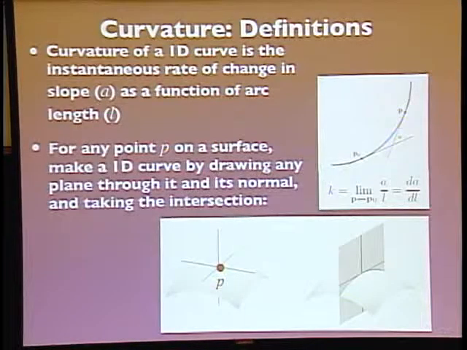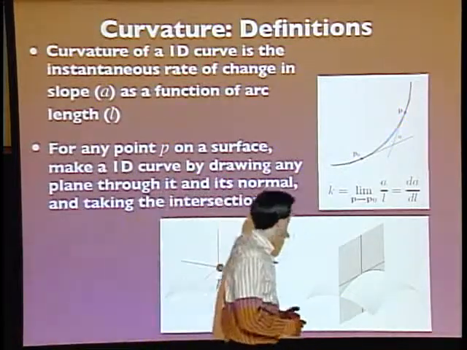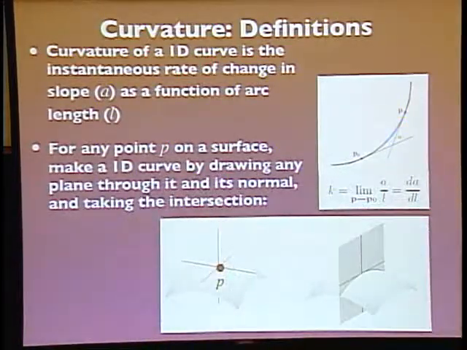So here's the definition of curvature for those of you who are not familiar with it. Let's say that we start with a point in 2D. The curvature of a curve in 1D is defined mathematically as the instantaneous rate of change in the slope as a function of arc length.